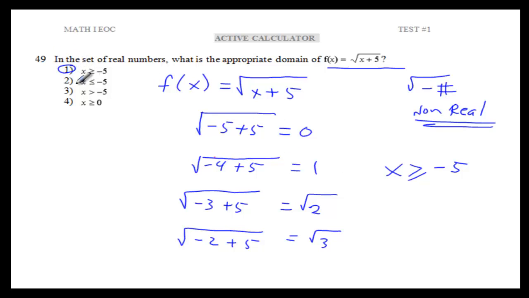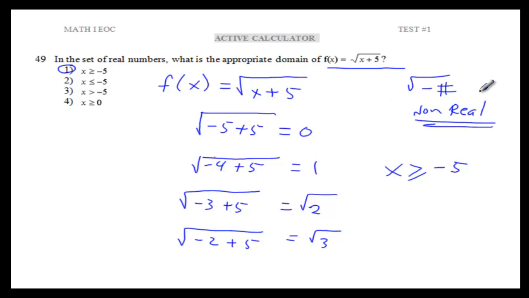Let's try choice 2. If x is less than or equal to negative 5, we already tried negative 5. If you try less than negative 5, a lot of students get confused between the positive and the negative, less than or greater than. Less than negative 5 means negative 6, negative 7, negative 10, negative 100. If you try negative 10 in here, negative 10 plus 5 is negative 5. Square root of a negative number is non-real.